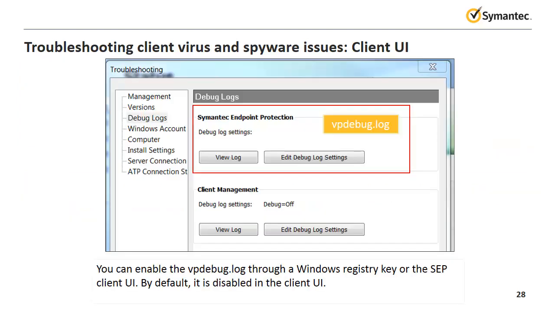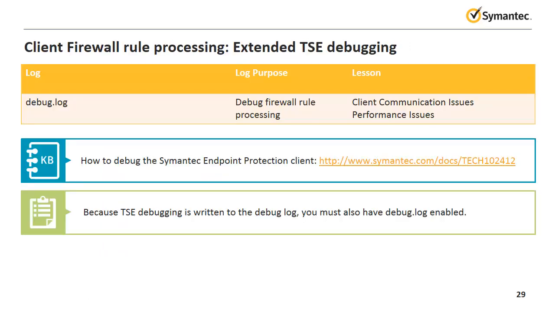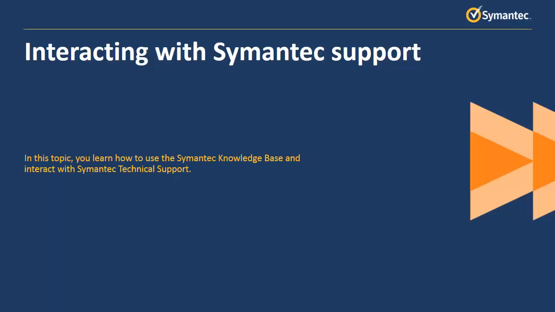For Windows platforms, you can also enable vpdebug logging directly in the UI. It's the preferred method for when the client is available. Although network threat protection debugging is written to the debug.log, to record the processing of firewall rules, you also enable TSC debug. For more information, see the KB article listed on the screen. You'll also learn how to enable TSC debug in the client communication and performance lessons.